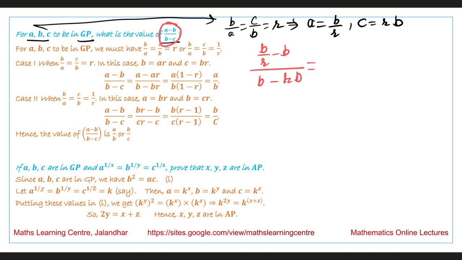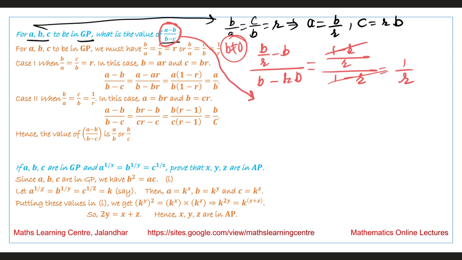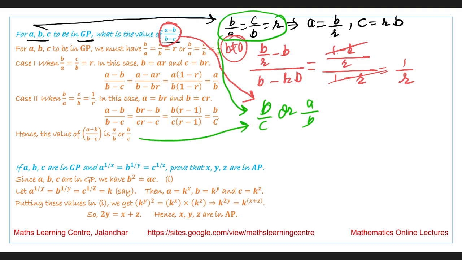Since it is a GP, clearly B cannot be equal to 0. So what we obtain is 1 minus R over R divided by 1 minus R. This is the value we are getting. Now 1 minus R and 1 minus R get cancelled and we are left with 1 by R. So the value of this term is equal to 1 by R, and either it is B by C or A by B. So these are the values of this term.